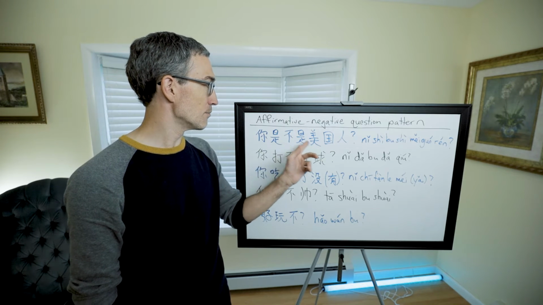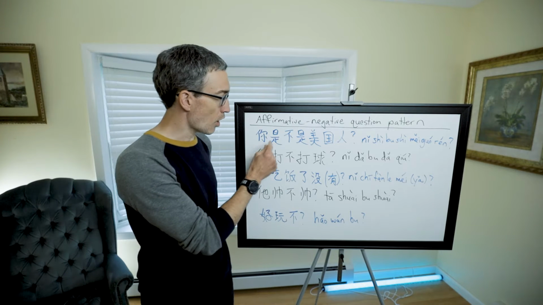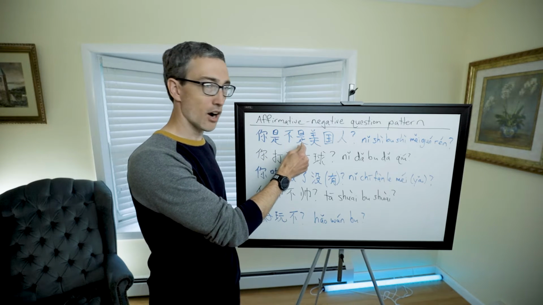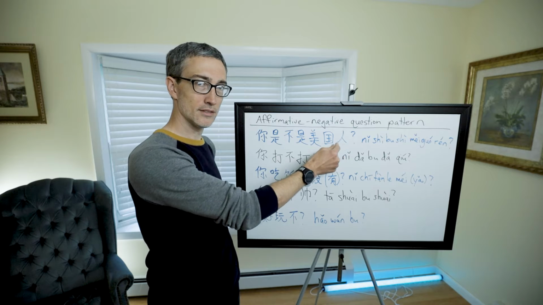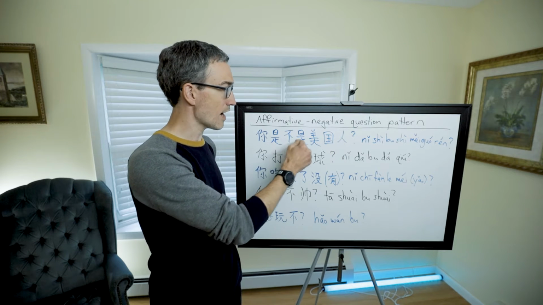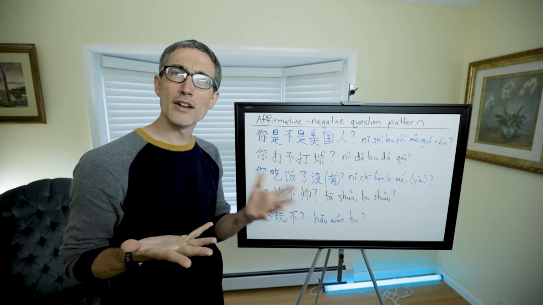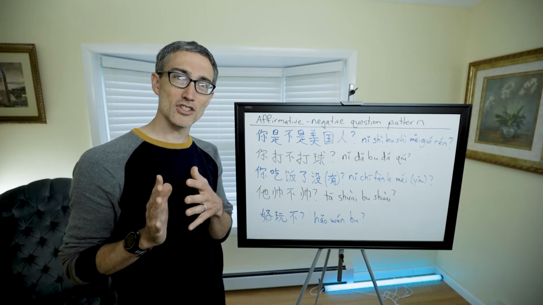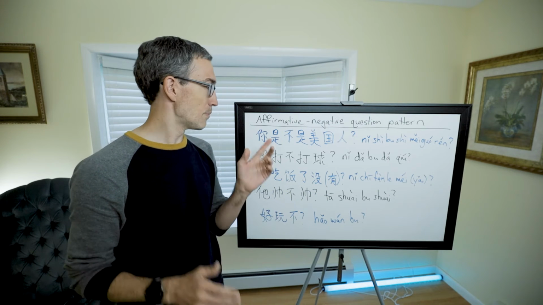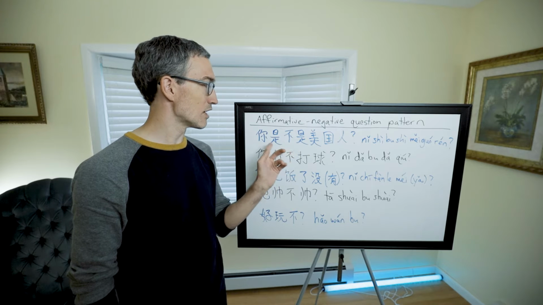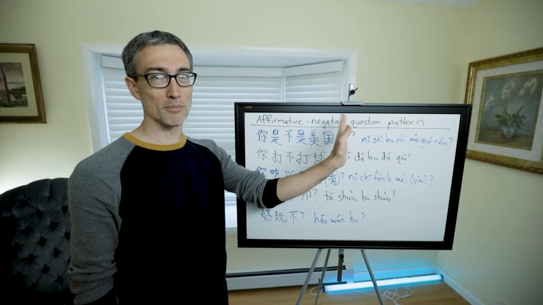你是不是美国人? So literally, you are, not are, American. It means, are you American? But it's as if you're giving the person a choice. Now there's no ma. I want to point that out.